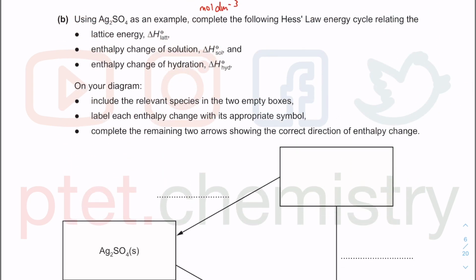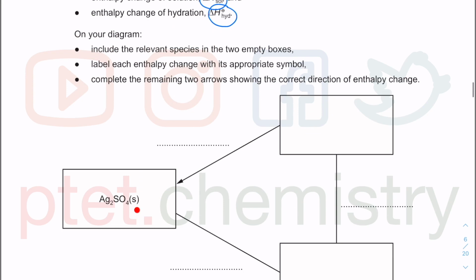What do they want here? They want to relate solubility to the lattice enthalpy change, the enthalpy change of solution, which is that thing there, as well as the enthalpy change of hydration. So if I have the solid there, the silver(I) sulfate, by the way, it's very important to name with the Roman numeral for the oxidation number, because it's a transition metal, they can have more than one oxidation number.